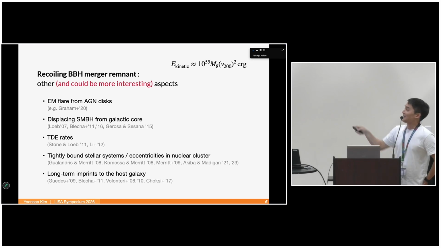I compiled a list of the other impacts of a recoiling supermassive black hole. So I'm trying to convince everyone that it's really cool. A lot of focus on the GRMHD part.